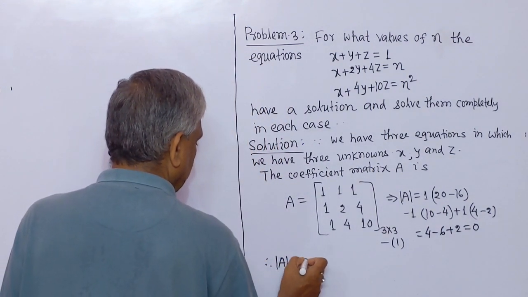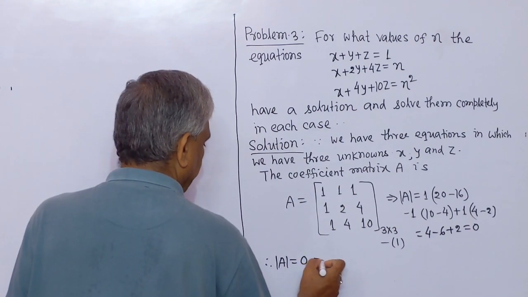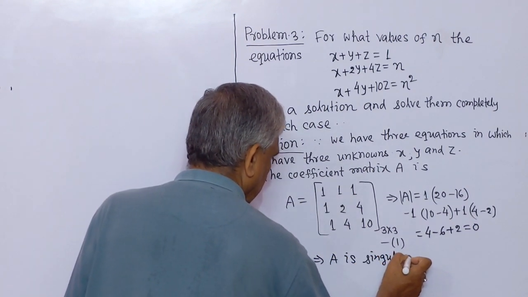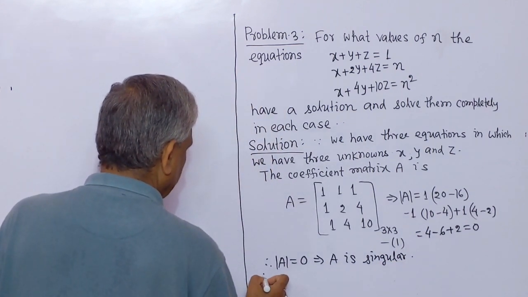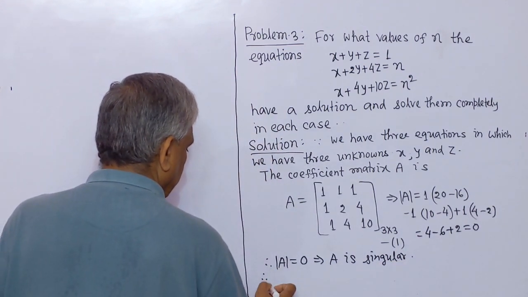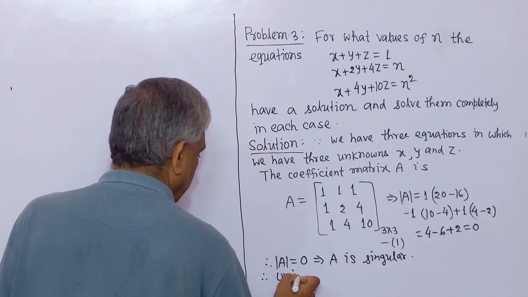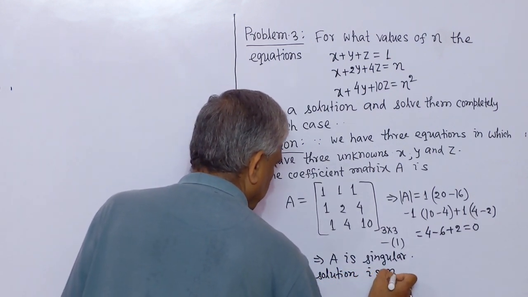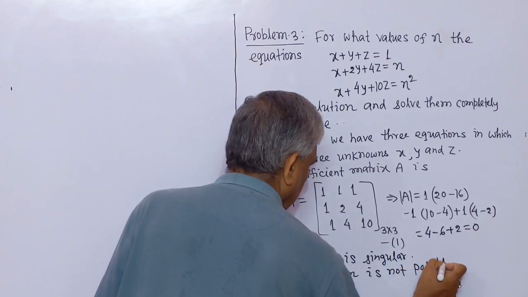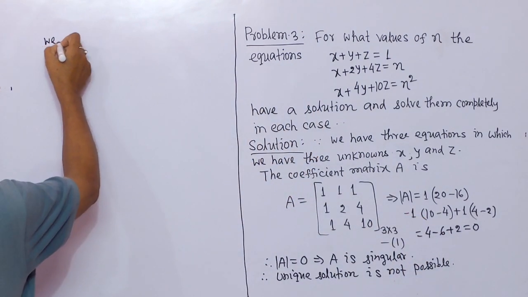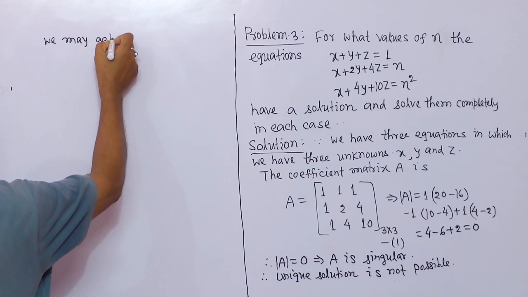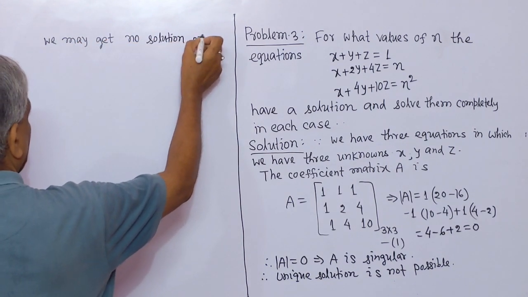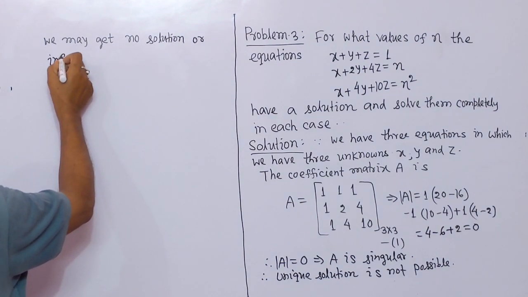Therefore, determinant of A equal to 0 implies that A is singular. Therefore, a unique solution is not possible. We may get no solution or an infinite number of solutions.